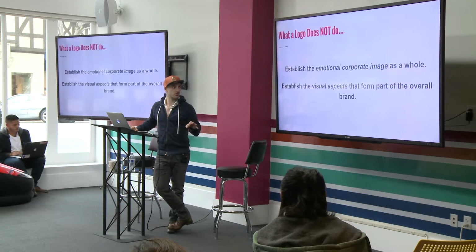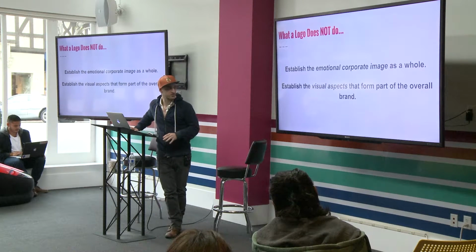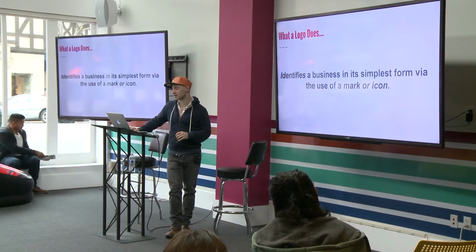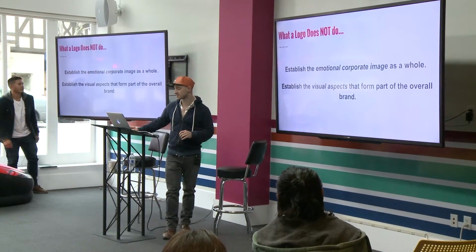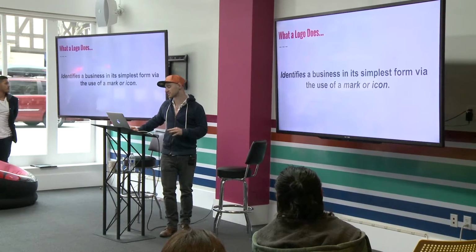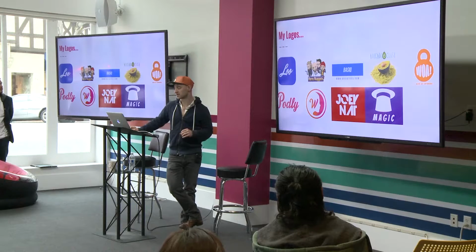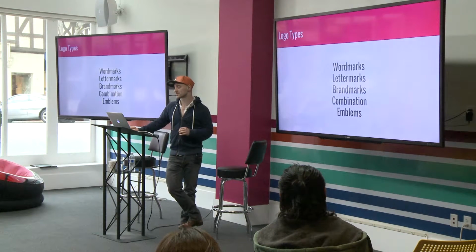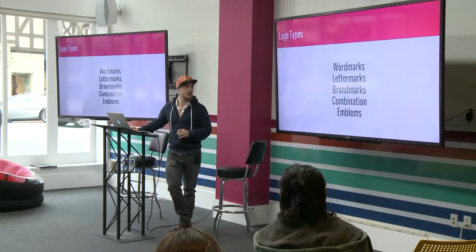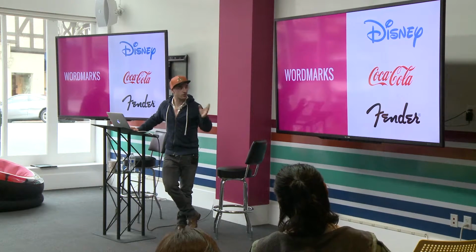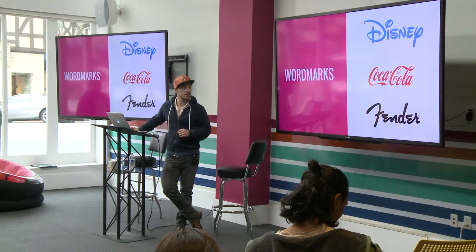What a logo does not do is establish the emotional corporate image as a whole or establish the overall visual aspects of the brand. Those are brand traits. What a logo does for you is identifies the business at its simplest mark. Here are some of them that I designed. Didn't even need that to be in there. So there's a couple different types of logos: word marks, letter marks, brand marks, combinations, and emblems. Word marks are just a logo that is the actual name of the company.